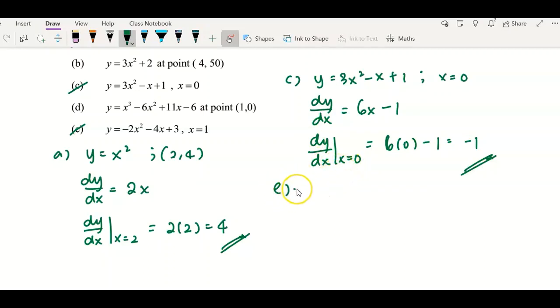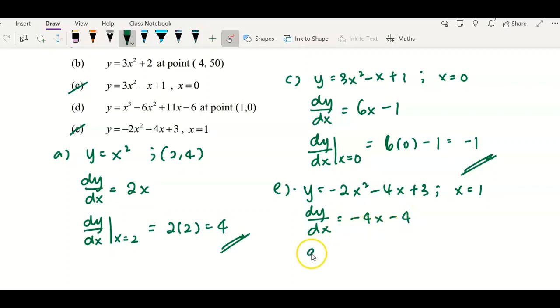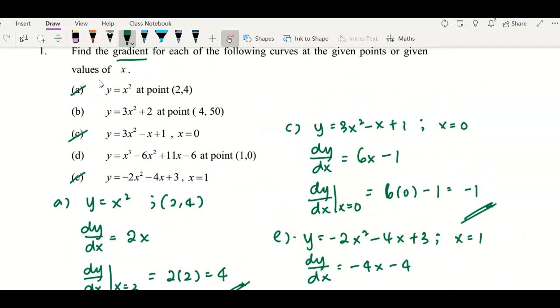For question E, I have a function y equals negative 2x squared minus 4x plus 3, and we're going to get its gradient for the tangent line at the point x equals 1. To get dy/dx first, you get negative 4x minus 4. Substitute x equals 1 into dy/dx. That will be negative 4 multiplied by 1 minus 4, which is negative 8. You can use the same method on questions B and D.